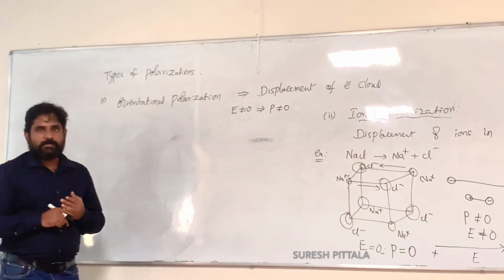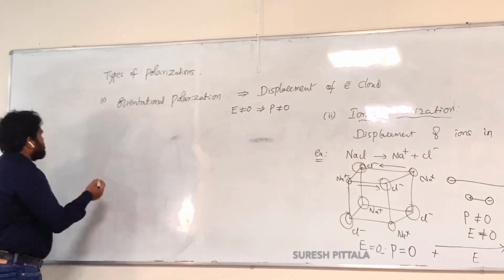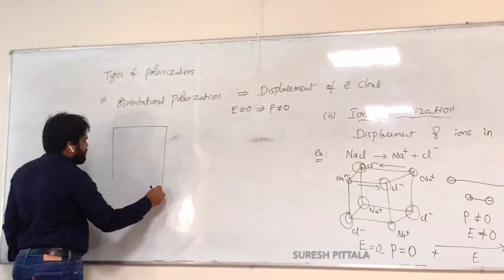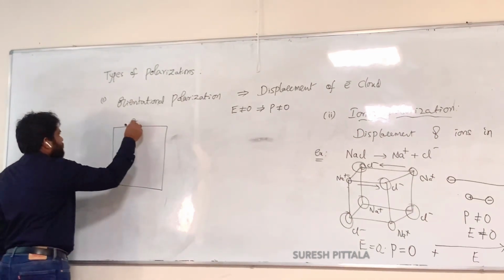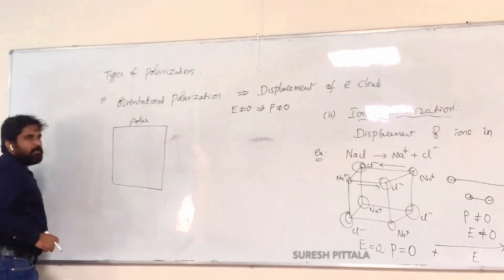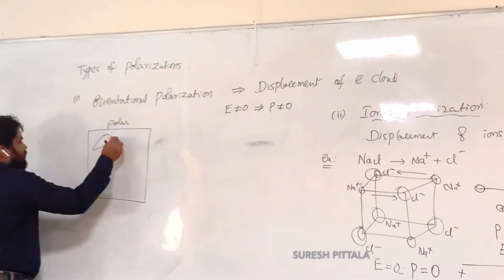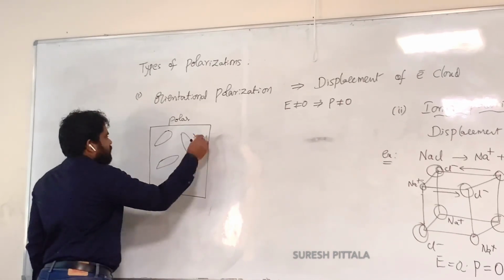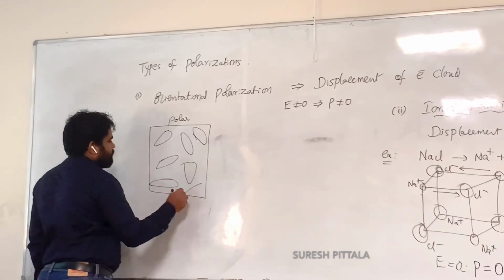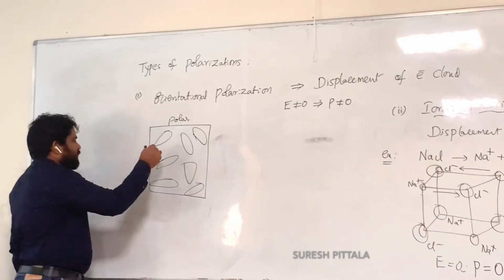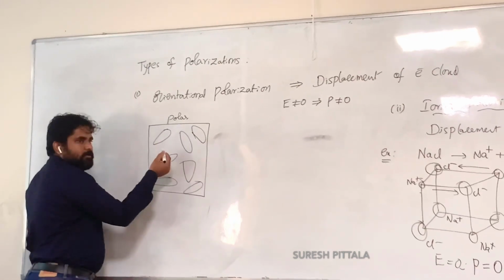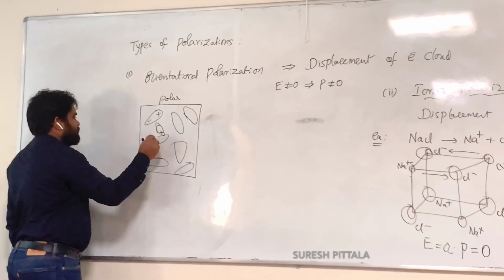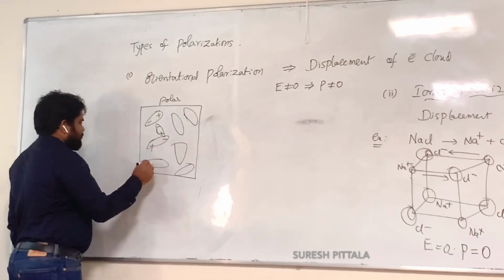Polar dielectric. So orientational polarization happens in what kind of materials then? Only the polar dielectric. So let us consider a polar dielectric like this. This is a polar dielectric material. When I say polar, I mean that it already has dipoles which are in random orientation. Any orientation. Minus plus, something.